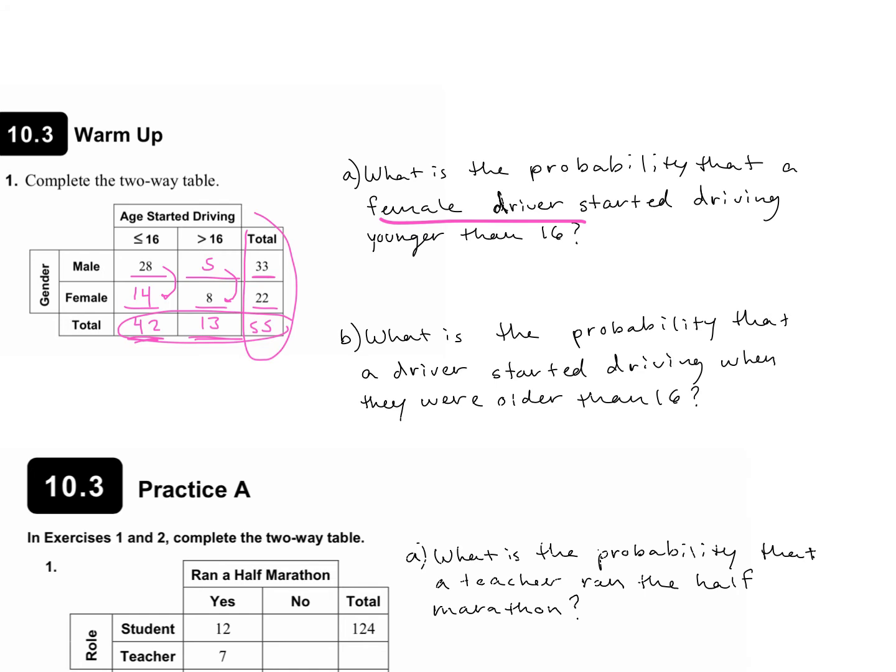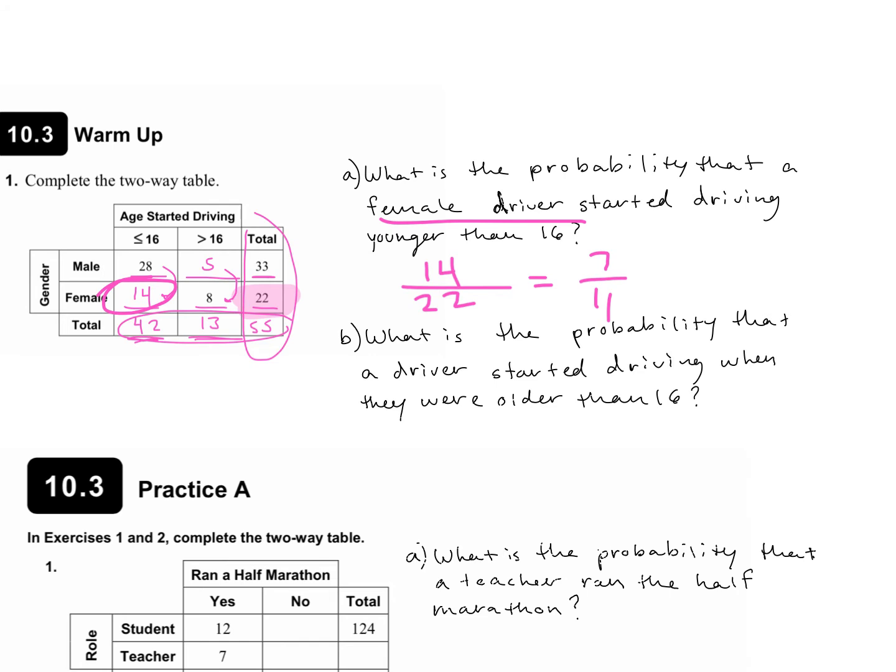Whatever it says first, that goes on the bottom. So a female driver, we have 22 female drivers total. So 22 is going to go on the bottom of our fraction. Out of those 22, 14 started driving when they were less than 16. So 14 out of 22, which simplifies to 7 over 11. So just remember, whatever it says first goes on the bottom.